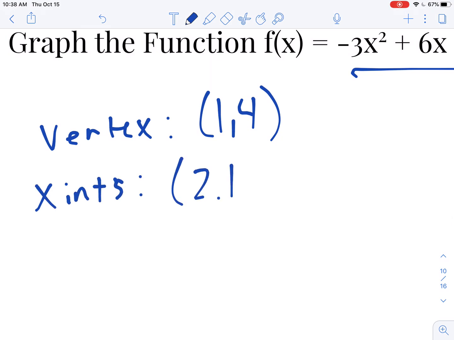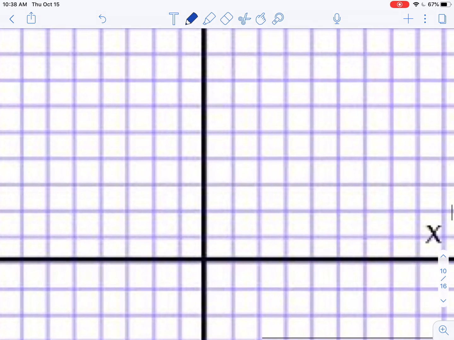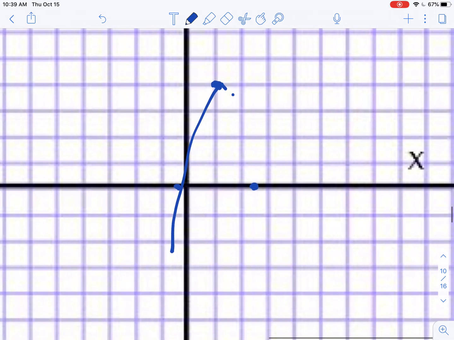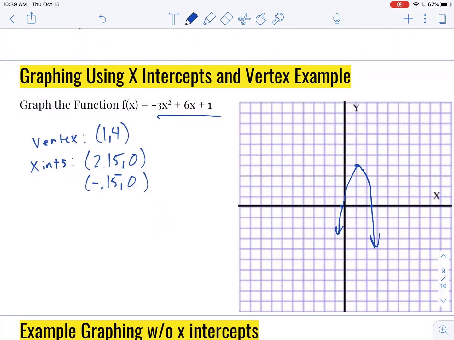are at 2.15 and negative 0.15. I'll go ahead and place a point at (1, 4). I will place a point at roughly 2.15 and a point at roughly negative 0.15. And then I will draw my parabola shape through those points, and there you go, you've graphed your quadratic.